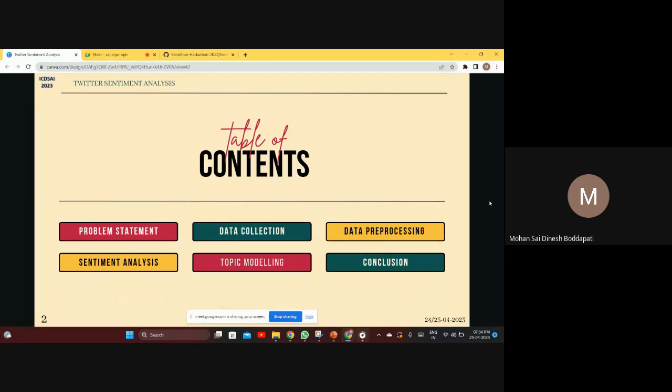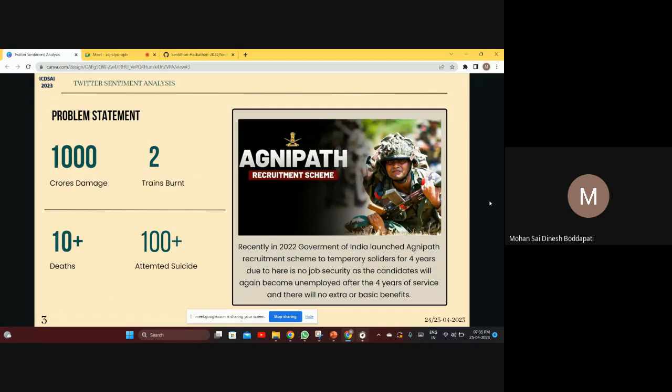The problem statement is that the Government of India has recently launched the Agnipath recruitment scheme for the soldiers of India. The main drawback of the scheme is that they are recruiting temporary soldiers for 4 years. Due to this, there is no job security for the candidates, and they will be unemployed again after the 4 years of service. And there is no security or extra benefits for the soldiers after 4 years. So due to this, there are many drawbacks.